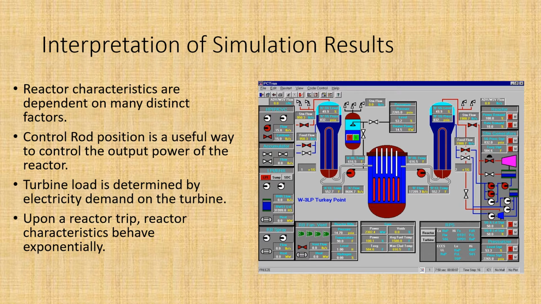Our interpretation of the results is shown in this slide. We determined that the reactor characteristics are determined by several factors. The control rod position is a useful way to control the output power of the reactor. Turbine load is determined by the electricity demand on the turbine. Upon reactor trip, reactor characteristics behave exponentially.